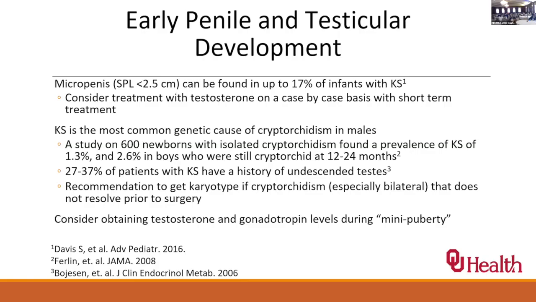Klinefelter is also the most common genetic cause of cryptorchidism in males. We think it's about maybe 1.3% of cryptorchidism in general. And for those with cryptorchidism persisting after a year of life, up to 2 years of life, it is up to 2.6%. In one retrospective study, maybe about 30% of patients with Klinefelter actually have a history of undescended testes. So that's a pretty good clue that this is a diagnosis we need to take a look at. The recommendation is to go ahead and get a karyotype if cryptorchidism is not resolving prior to surgery, which would be within the first year of life.